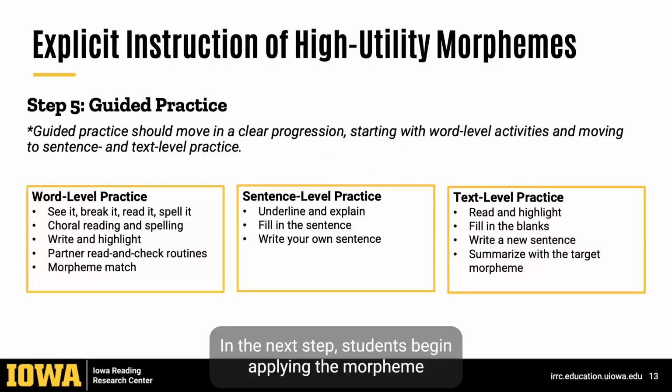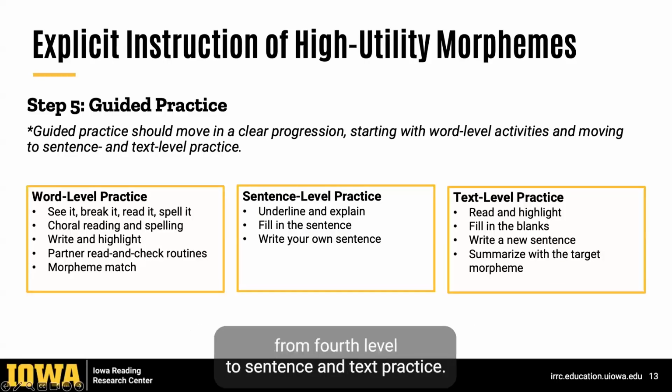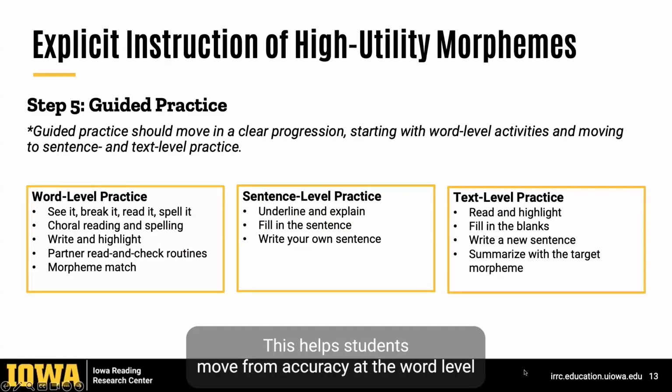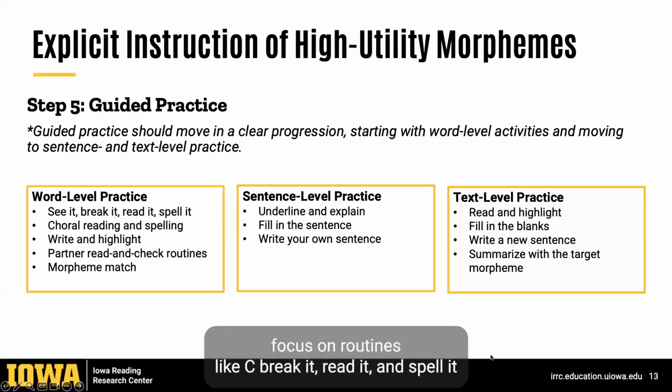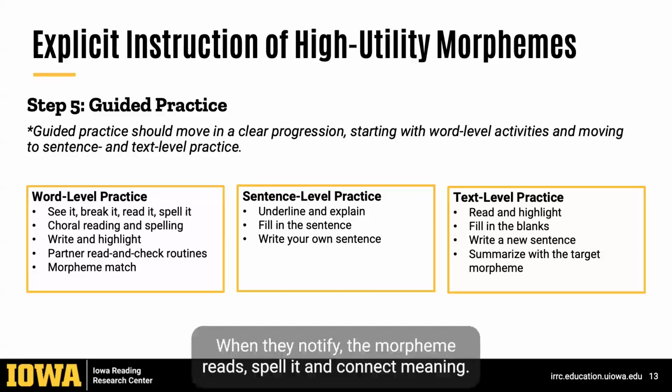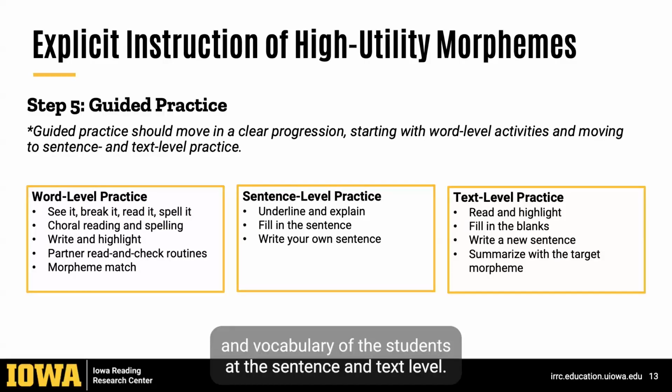In the next step, students begin applying the morpheme with teacher support through a clear instructional progression from word level to sentence and text practice. This helps students move from accuracy at the word level to meaningful use in context. So at the word level, students focus on routines like see it, break it, read it, and spell it, while they identify the morpheme, read it, spell it, and connect meaning. And this builds the reading, spelling, and vocabulary of the students.